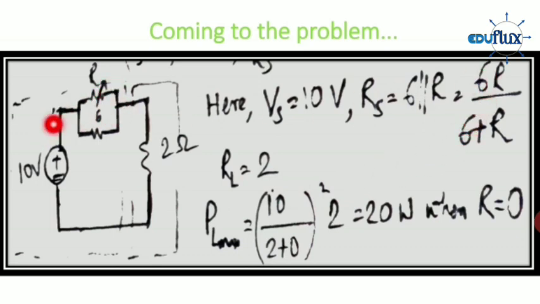Then this will be a short circuit and the source resistance will be 0 and the current flowing will be maximum, and all the current will pass through the 2 ohm, and so the power delivered to the load will be the maximum power, which will be (10 by 2) squared times 2, that is 20 watt when R equal to 0.